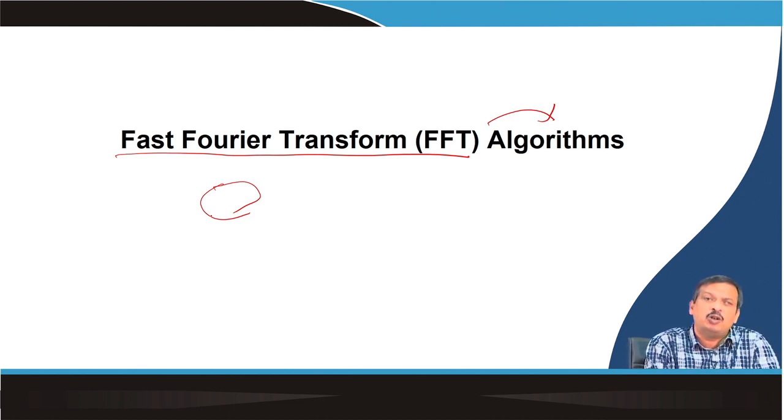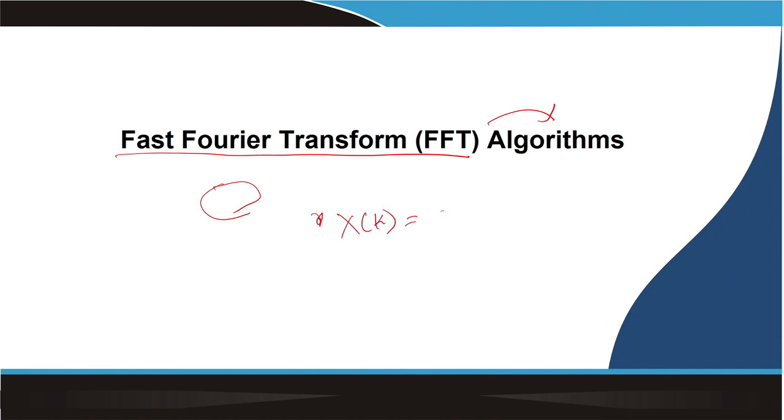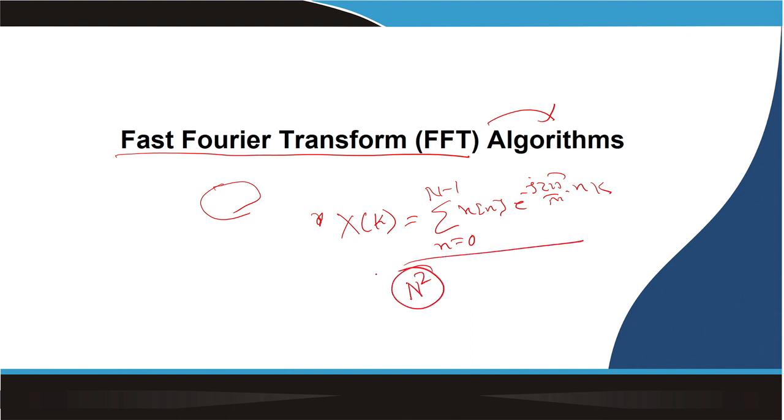As you know, the discrete Fourier transform of a one-dimensional signal x[n] is the sum for n equal to 0 to capital N minus 1 of x of n e to the power minus j 2 pi by N into nk. That we know. So, what is the complexity? I know N square complex multiplications are required. That means it requires 4 N square real multiplications, and you know multiplication is a costly operation in hardware.